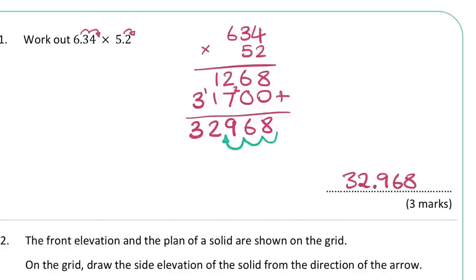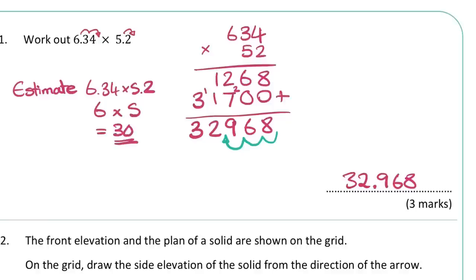32.968. Now you can figure out where the decimal's going to go, because if it had said estimate, we can use an estimation process to figure out where it goes anyway. So if it said estimate 6.34 times 5.2, in that scenario we'd round them to 6 and 5. 6 times 5 is 30. So you can see here 32, we know it's in the right place. It's not going to be 329 or 3.29, etc. We know it's going to be around the 30. So you can use that process just to make sure you're very happy with where you've put your decimal.